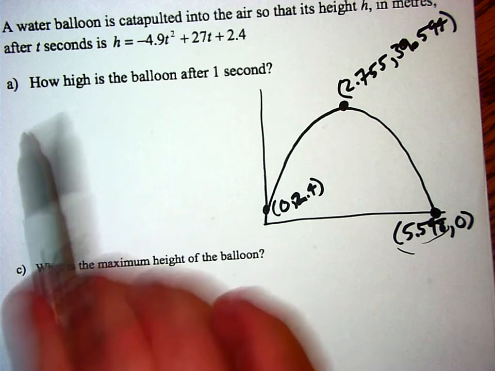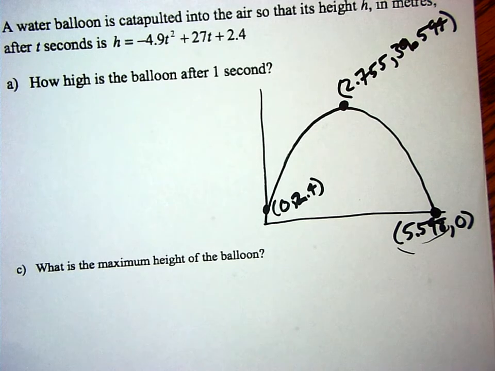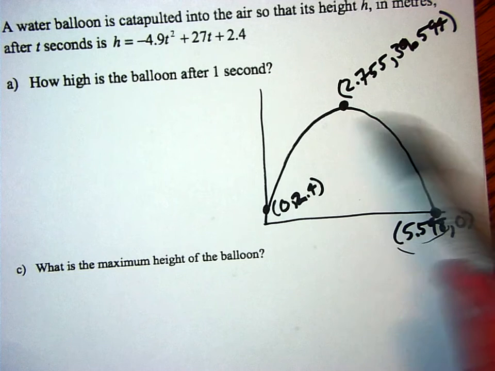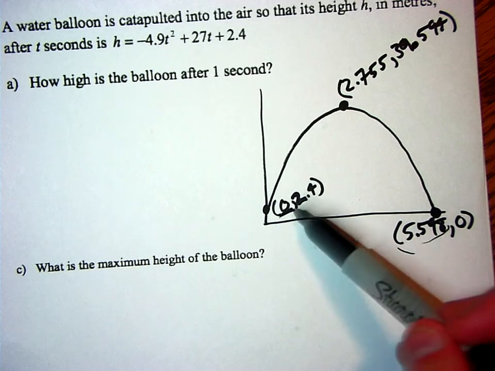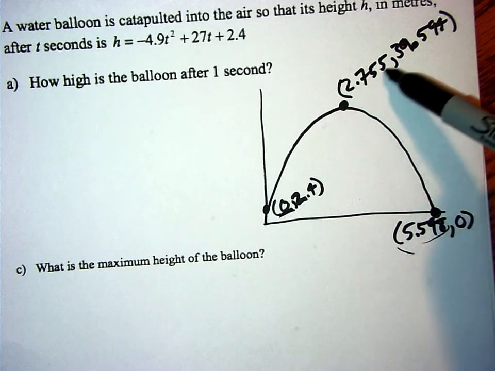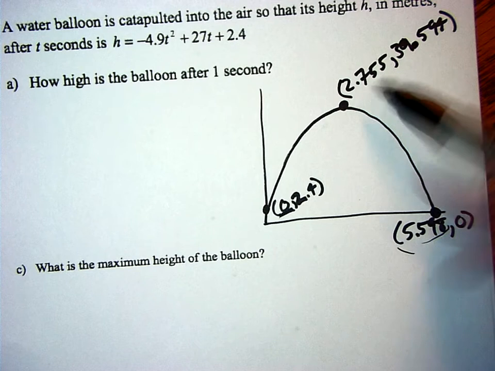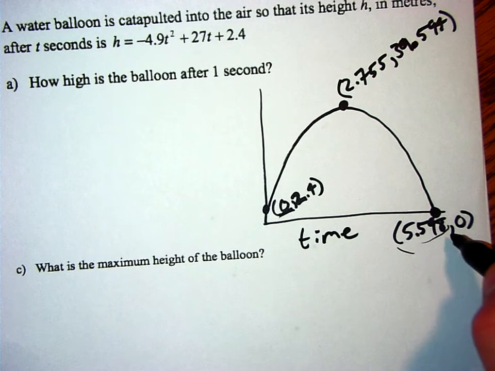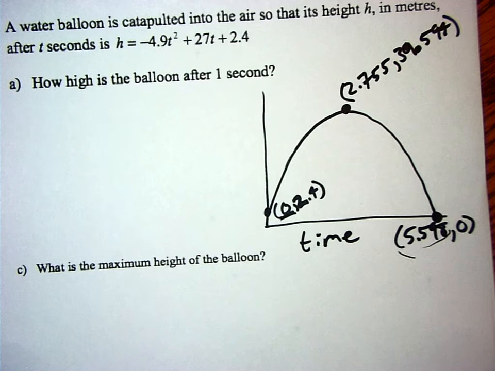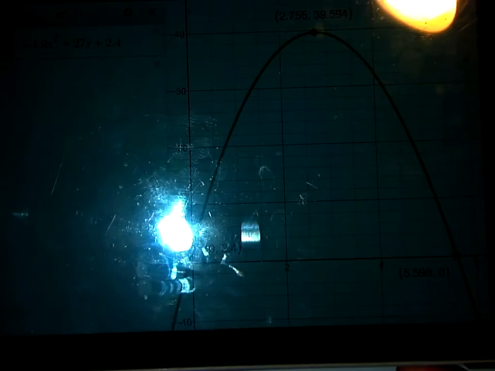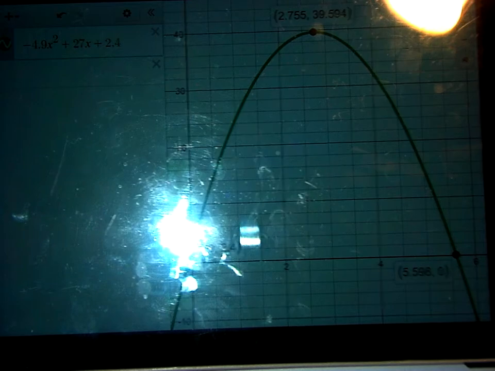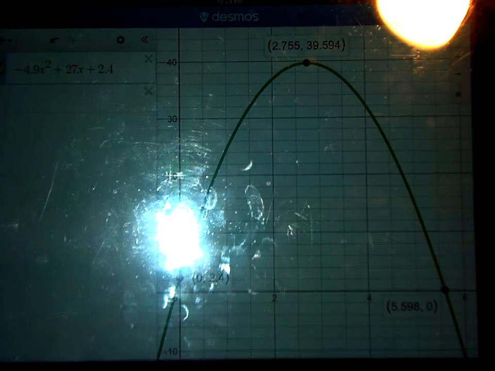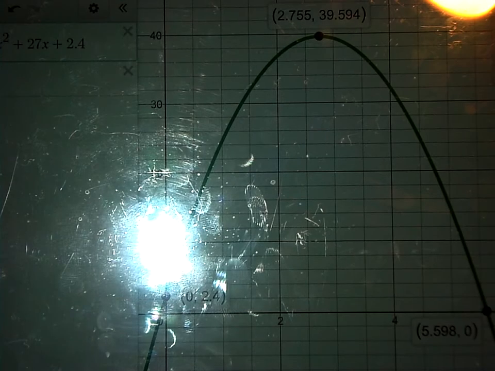So how high is the balloon after 1 second? That's not really any points here, okay, because this is 0 seconds, and then here we have 2.755 seconds. Time is right here. This is 5.598 seconds. So how did we get that? Well, I go right back to my graph. Here's my graph.